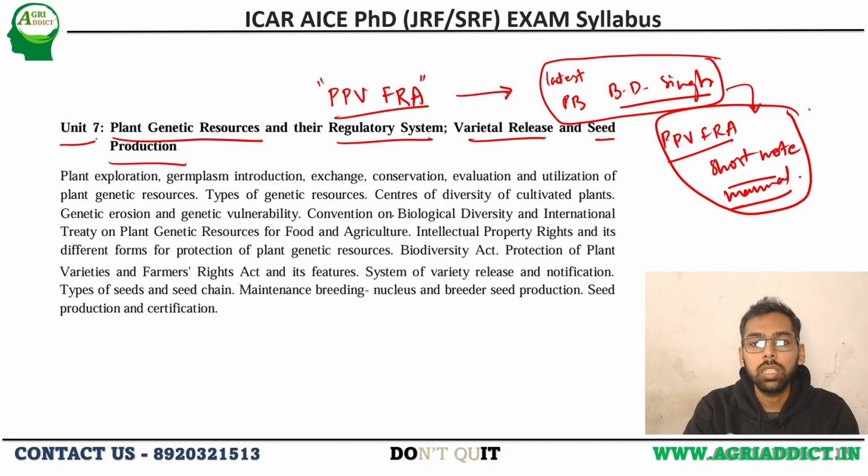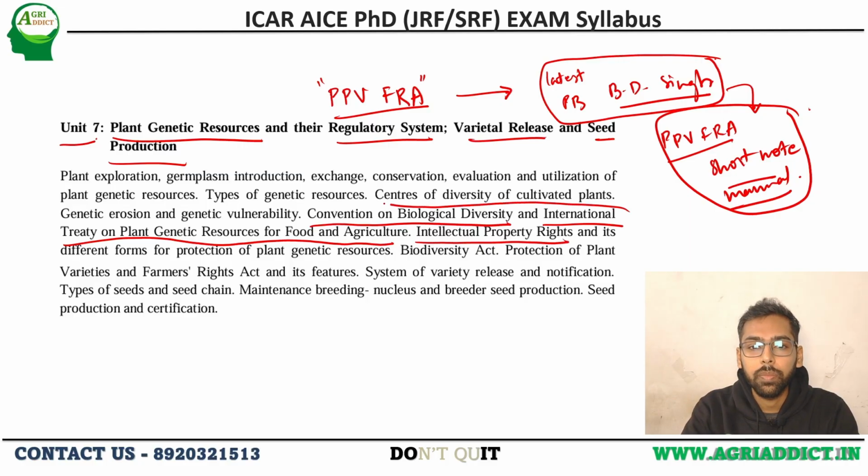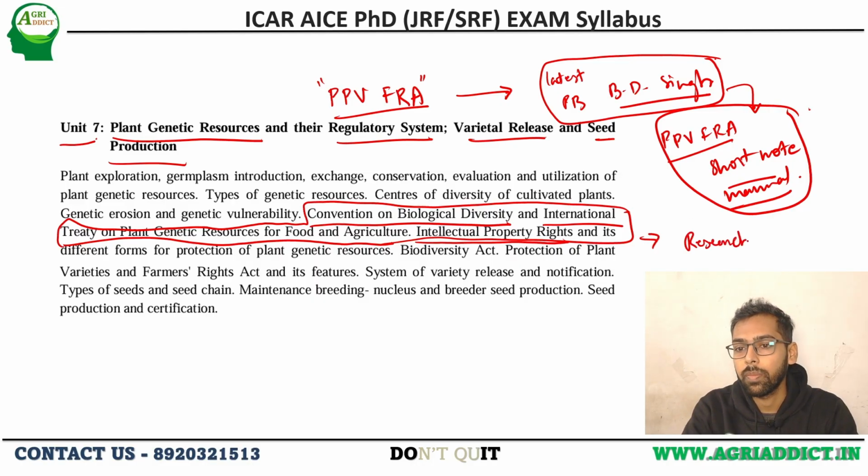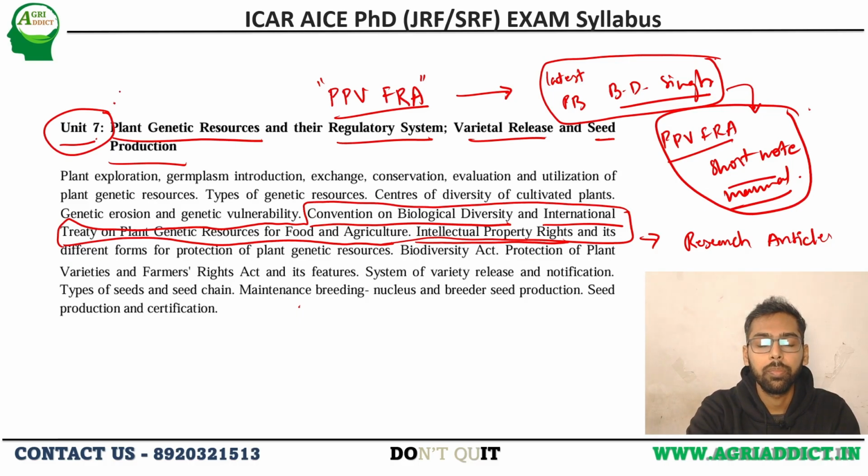And then there are some important topics such as CBD, the Convention on Biological Diversity, followed by the International Treaty on Plant Genetic Resources for Food and Agriculture, and then IPR. You can get online articles regarding these syllabus topics, which help you to clearly cover them. So the research articles. So this is about unit 7.